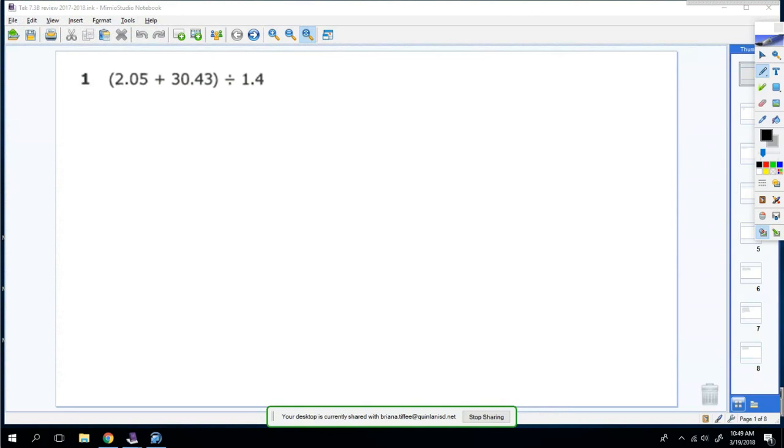This is TEK 7.3a, Monday the 19th. This is basically looking at adding, subtracting, dividing, multiplying fractions and decimals.